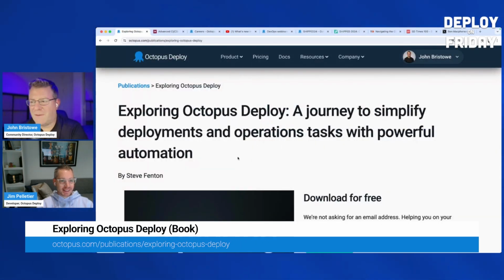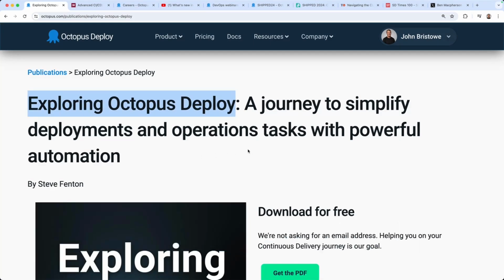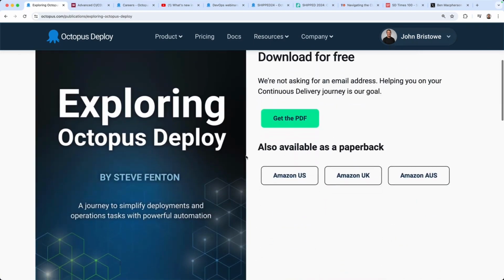Speaking of Steve, he's been busy writing. So this is a new book from Steve called Exploring Octopus Deploy, a journey to simplify deployments and operation tasks with powerful automation. And so this is a free book available as a PDF from Steve. It's about 175 pages long. It's quite a big read.